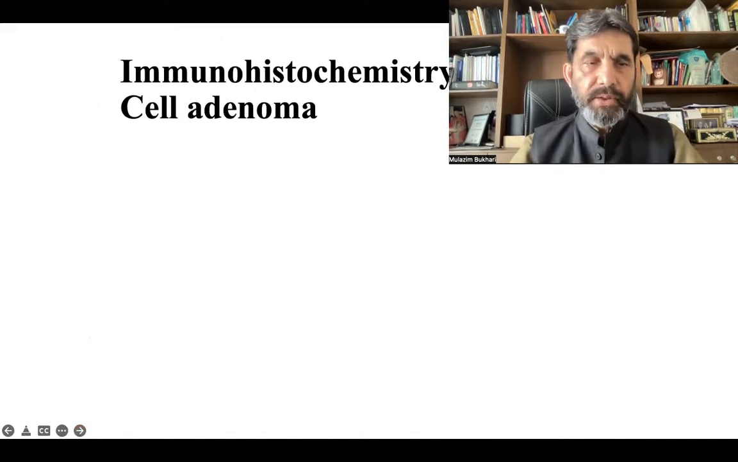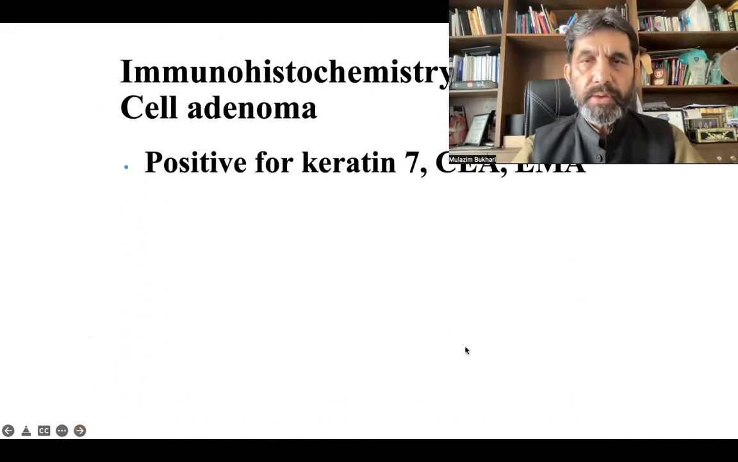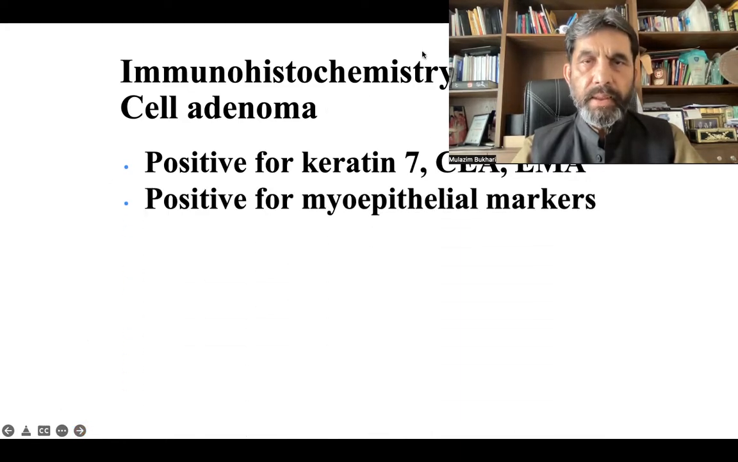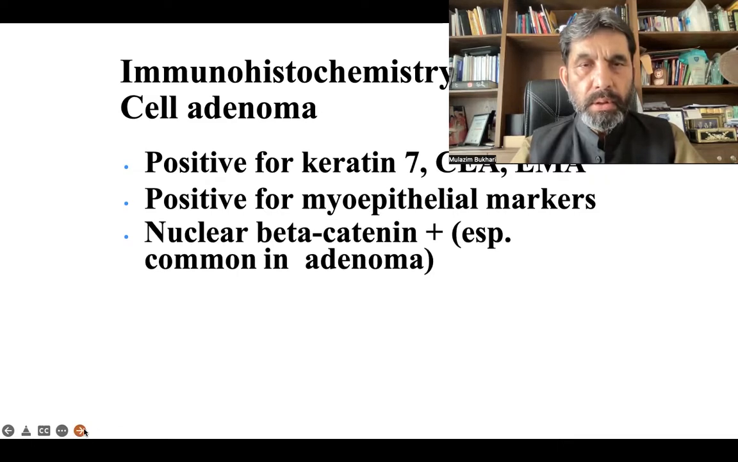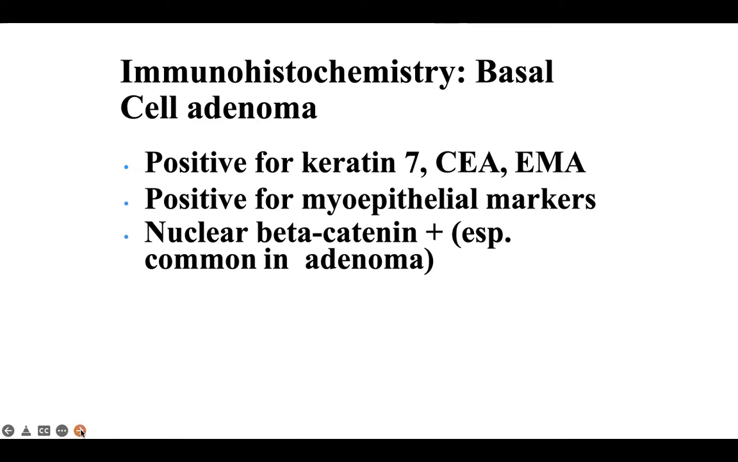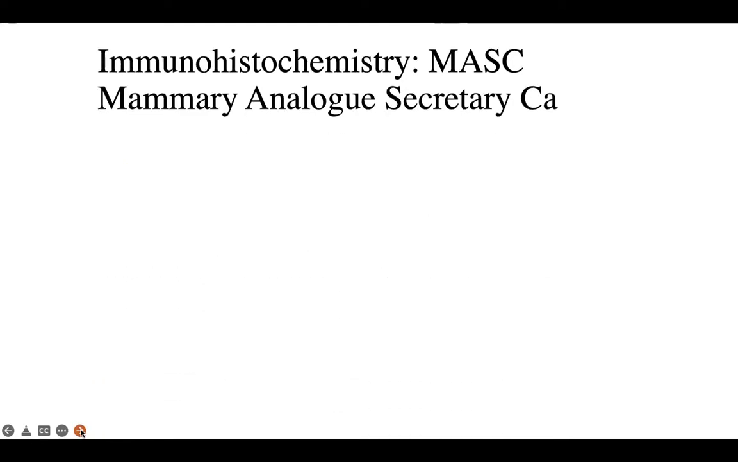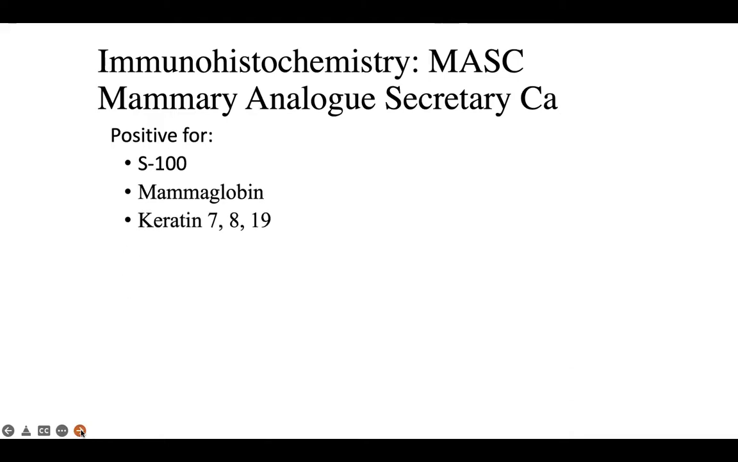What is the basal cell adenoma? Once again, a summary of a few cytokeratins, myoepithelial markers present, beta catenin. We have discussed this one. Immunohistochemistry: mammary analogue carcinoma positive for S100 protein, mammoglobin, cytokeratin 7, 8, 19.